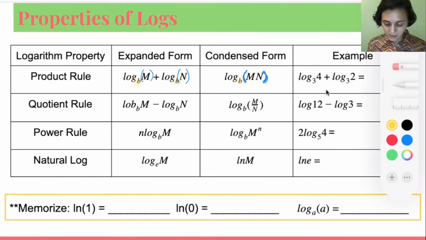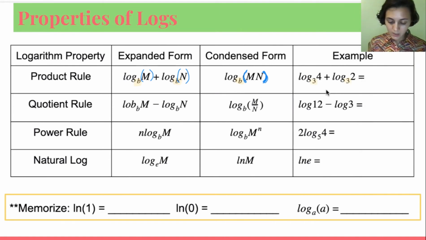Okay, so in the example, I can see that they have the same base. Both the logs have a base of 3. And so in order to combine it together into a single log base 3, I'm going to multiply 4 times 2, which is 8. We multiply the numbers together.